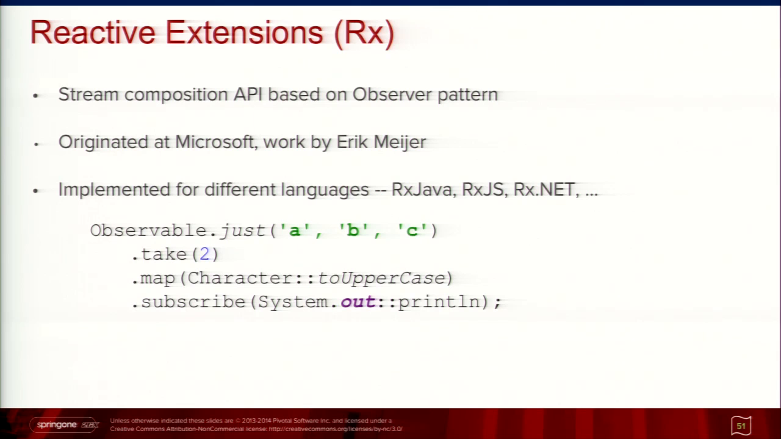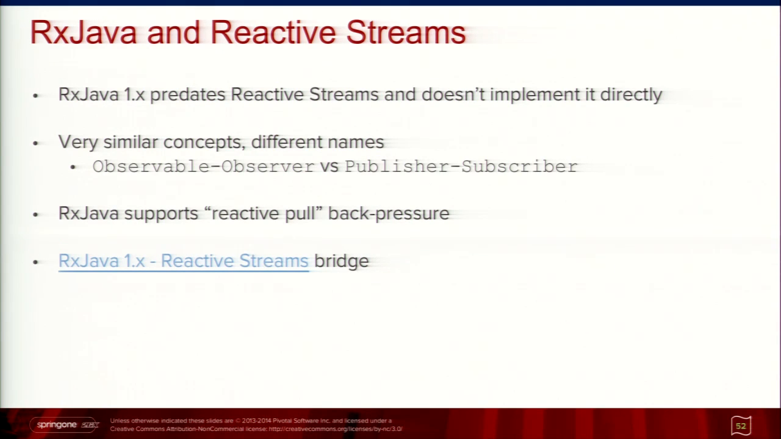Now, another option here is reactive extensions, and this is something we haven't mentioned so far, but basically this is another composition API very much in the same space for composing asynchronous logic. It originated at Microsoft in .NET by Erik Meijer, and it's implemented in many languages, so it's polyglot. There are implementations available, so it's like patterns, basically. You have RxJava at Netflix, RxJS, Rx.NET. There's a whole bunch of them, and you can see that it looks very similar. The main thing is that you have an observable and observer instead of publisher and subscriber. So that's slightly different terminology, but it's very much the same concepts.